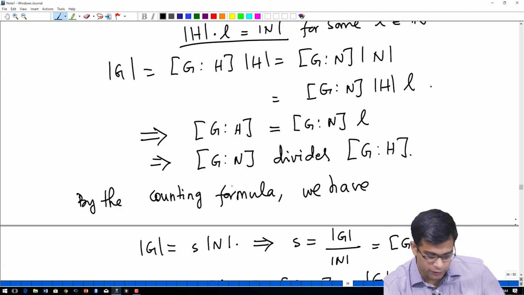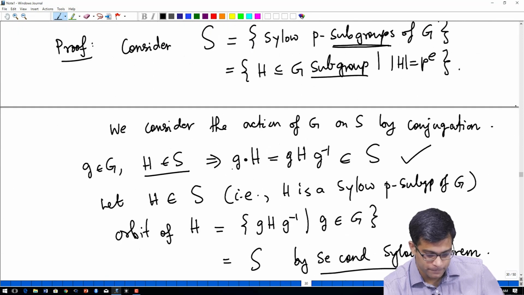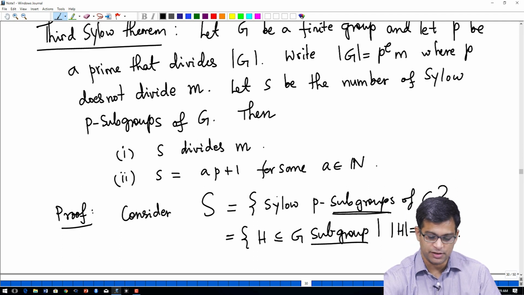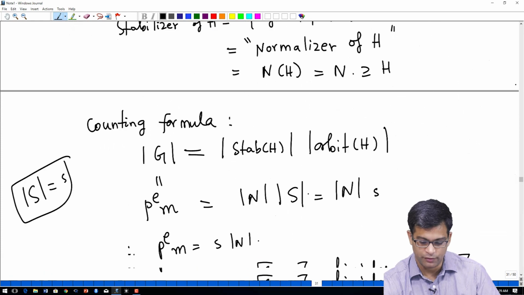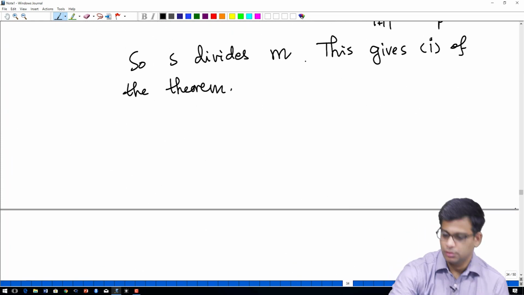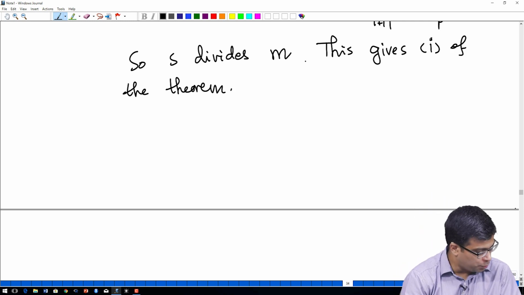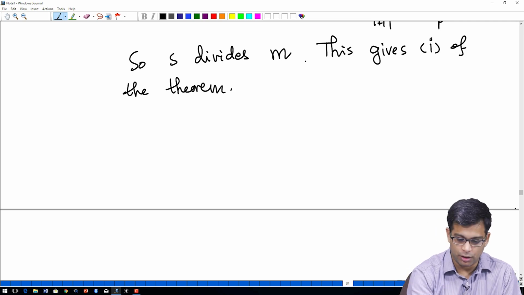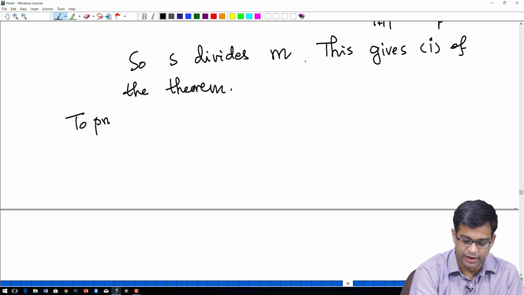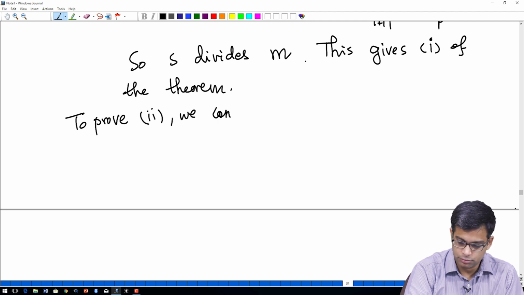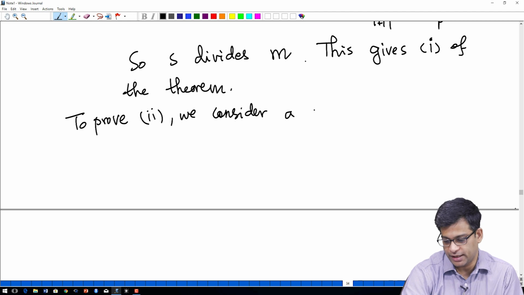Remember, the statement of the Sylow theorem is that if you call small s the number of Sylow P subgroups, it divides m and it is of the form a p plus 1. So, I have just proved the first part of it, right. This gives the first statement of the theorem. To prove the second part, to prove 2, I am going to consider a different action by a different group.